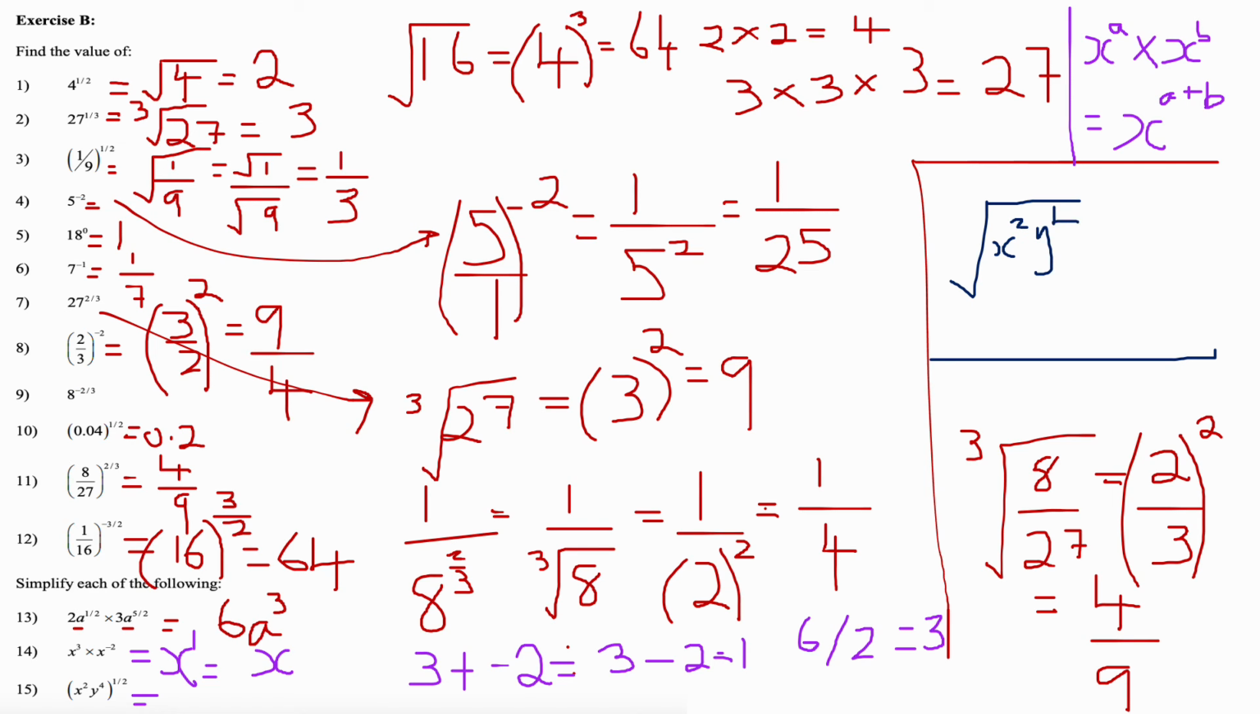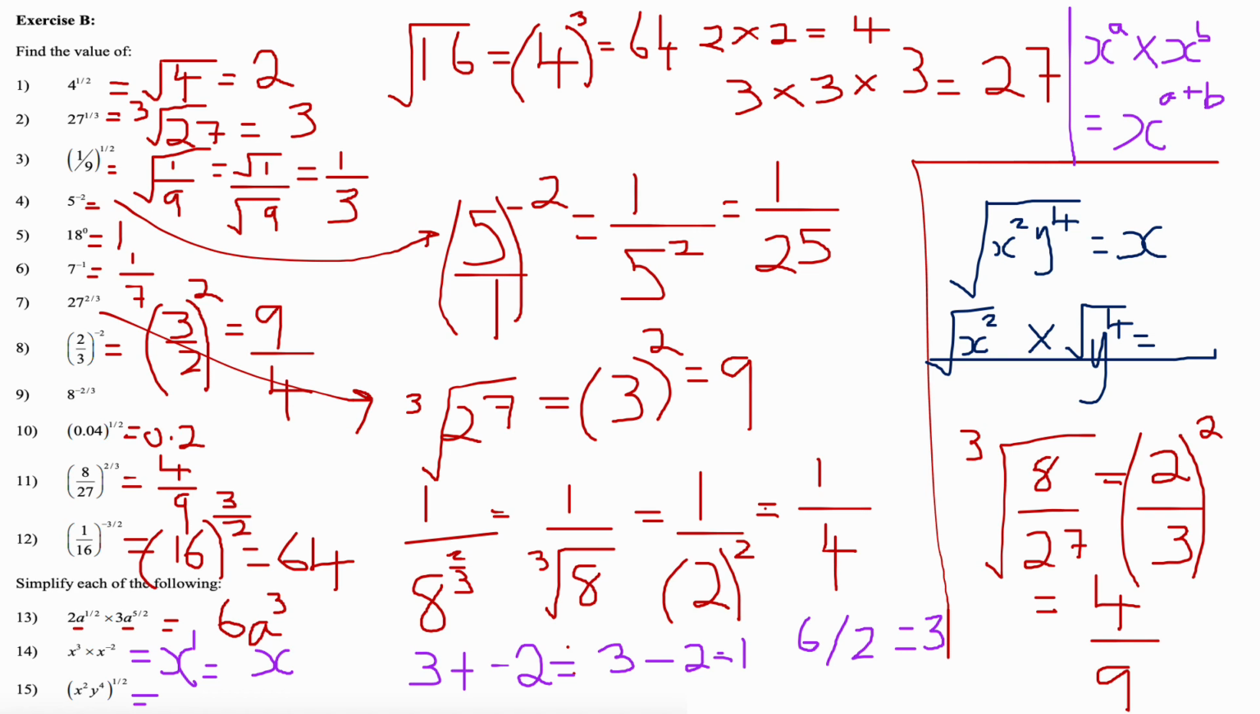Now this one's obviously a bit trickier because it involves algebra. Normally I can take square roots of a number. The same applies here. If I separate it, I'm going to have the square root of x squared, times the square root of y to the 4. Now this will become a bit clearer. We should know that the square root of x squared is just x.